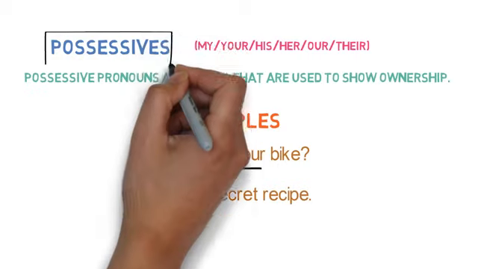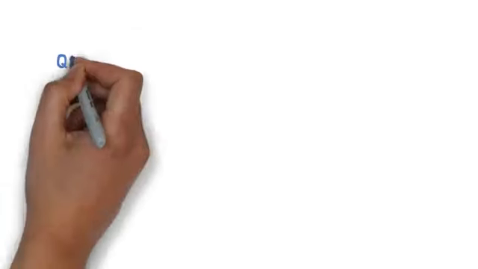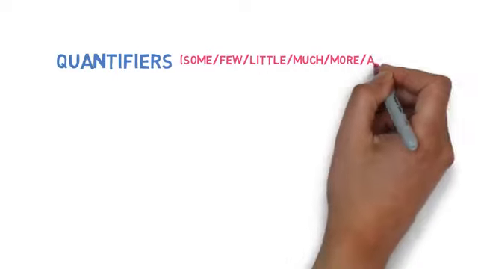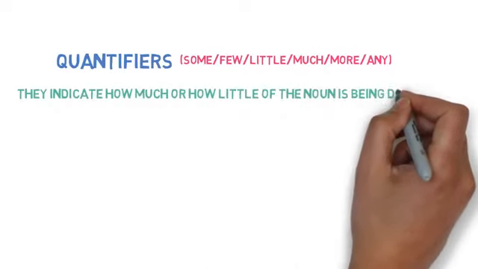Let's look into the last category of determiners, which is quantifiers. Quantifiers are words like some, few, little, much, more, any. They indicate how much or how little of the noun is being used. Let's look into the examples of them.